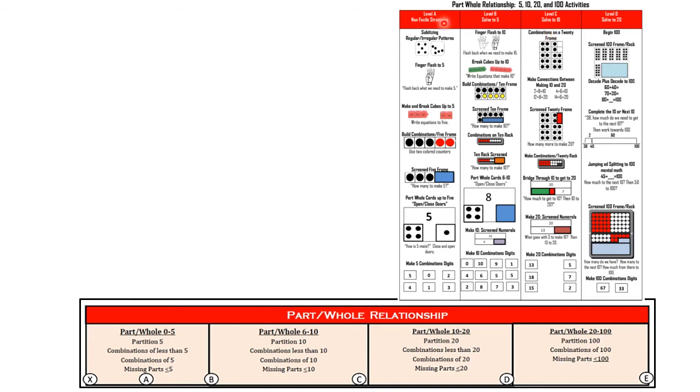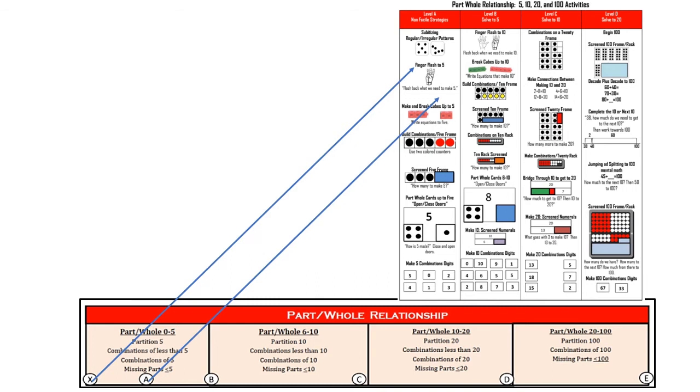Now remember, the activities guide is always set up. It's different from the e-lessons and the workbooks, but this is set up so you can look at the level they tested at and go down. So for example, if a student tests at level X or level A, here's what it says. It says level A is non-facile strategies.